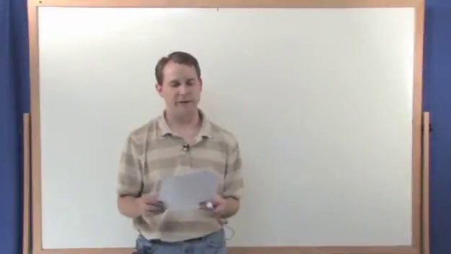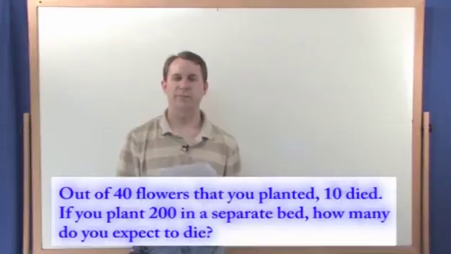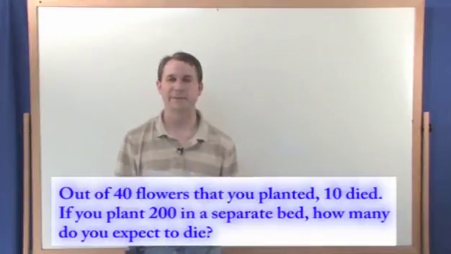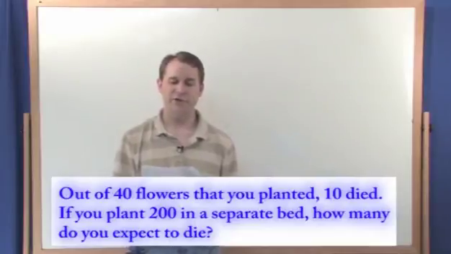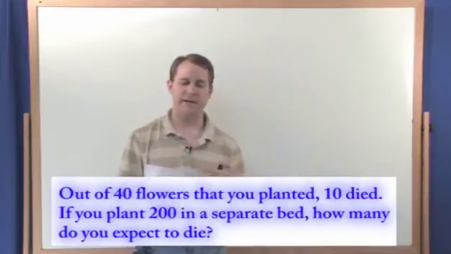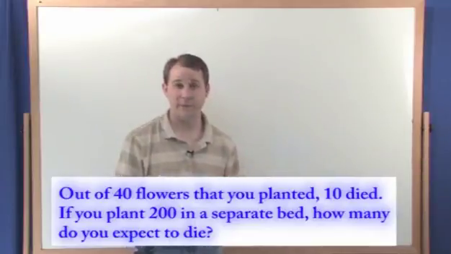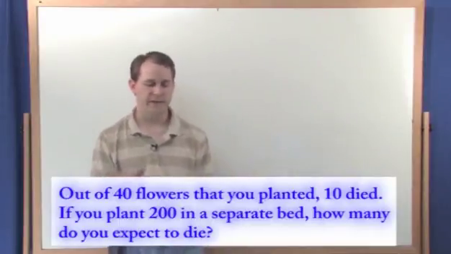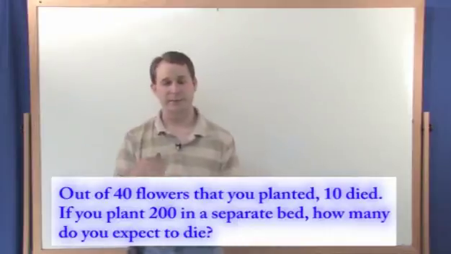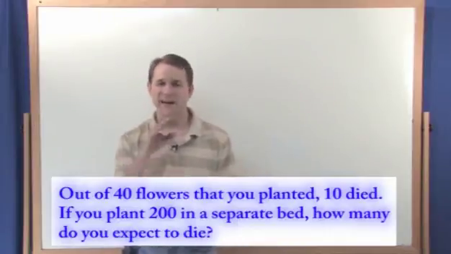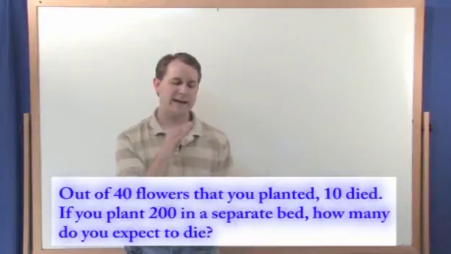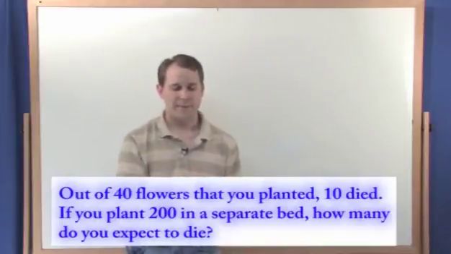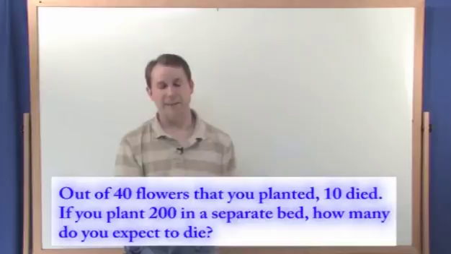Okay, the next problem says, of 40 flowers that you have planted, 10 of them died. If you plant 200 flowers in a separate bed, how many do you expect of those flowers to die? So here you have a ratio and proportion problem, because of 40 flowers that you planted, 10 of those died. So that kind of locks in the ratio. That kind of tells you how many are going to die out of 40. But now I don't plant 40 in the other bed, I plant 200.